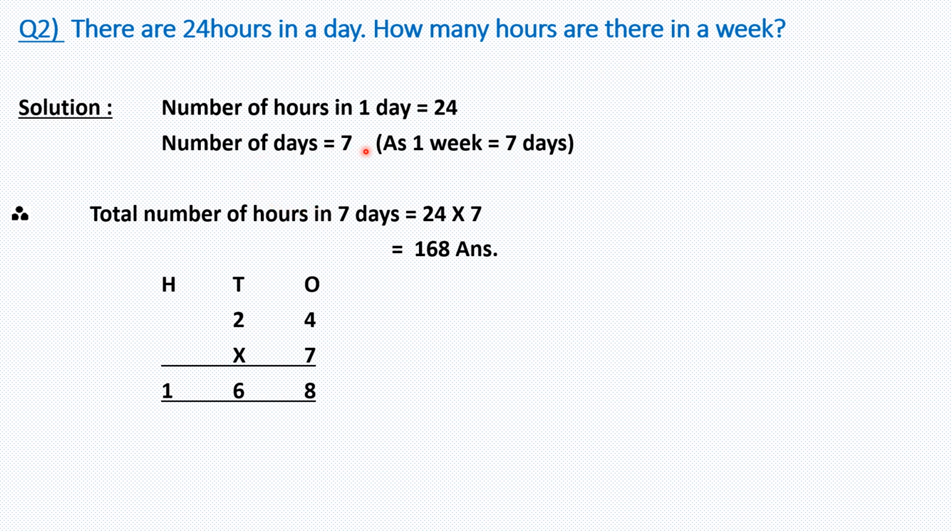So in one day we have 24 hours. So in 7 days how many hours will be there? There will be more hours, no? So we will do multiplication. 24 multiplied by 7. I am showing you a multiplication, children. 7 4s are 28, 8 carry 2. 7 2s are 14 plus 2, 16. So 168 hours. So in 1 week we have 168 hours. Clear?